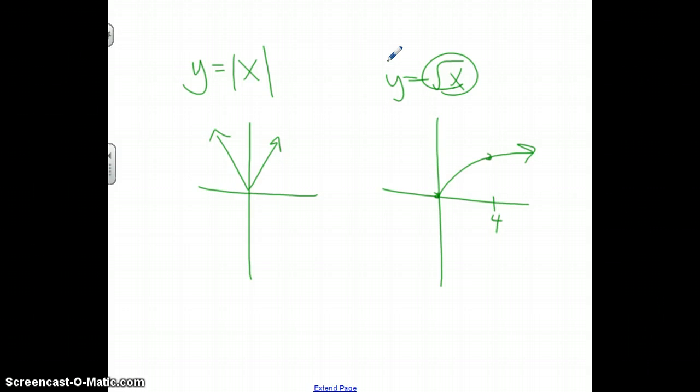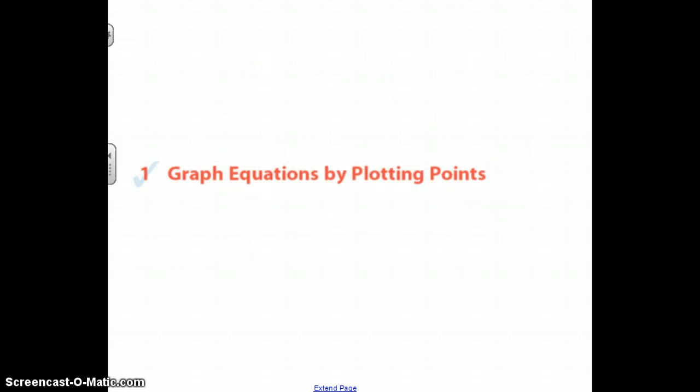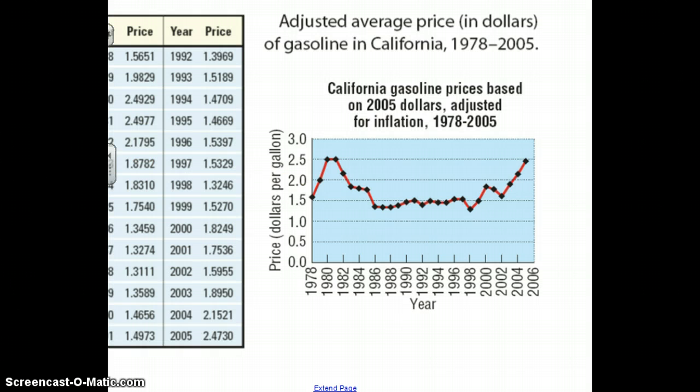But this book is going to start out by saying, hey, if you don't know these shapes, the easiest way to find those shapes is just to plot points. So plug in for x and solve for y and make a quick little t-chart. And I'll show you how to do that on your graphing calculator.